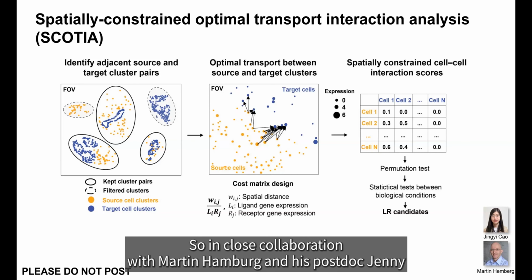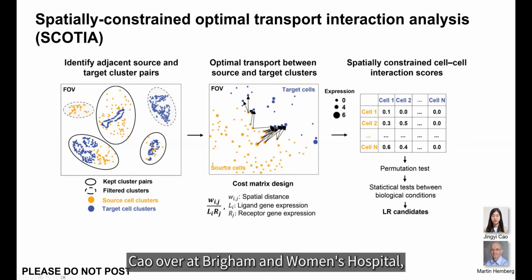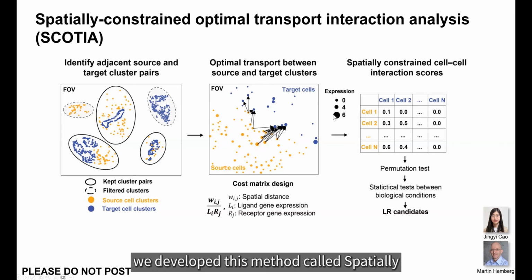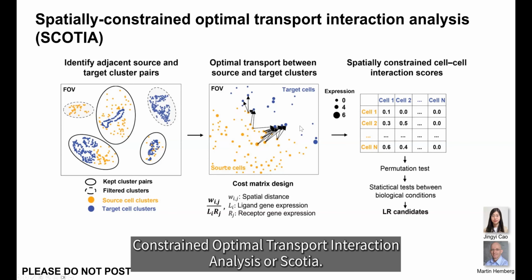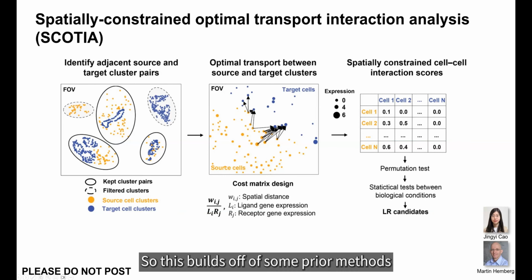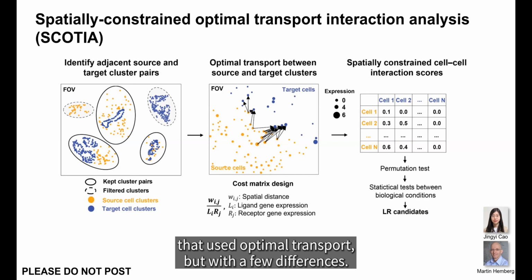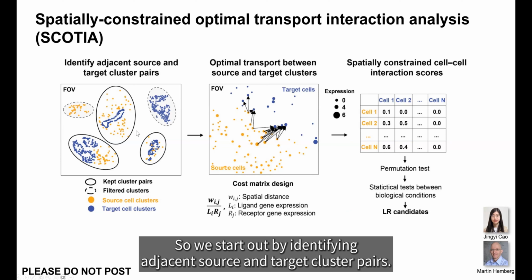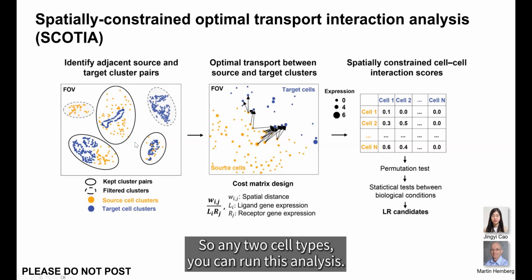So in close collaboration with Martin Hemberg and his postdoc Jingyi Cao over at Brigham and Women's Hospital, we developed this method called spatially constrained optimal transport interaction analysis, or SCOTIA. You can kind of see the schematic here. This builds off of some prior methods that had used optimal transport, but with a few differences. We start out by identifying adjacent source and target cluster pairs. So any two cell types, you can run this analysis.